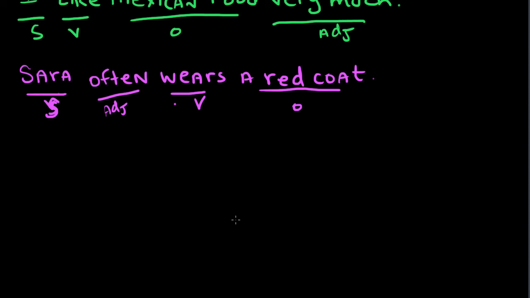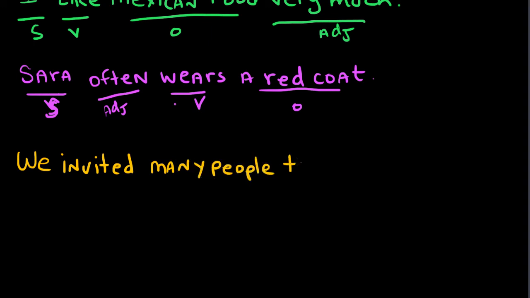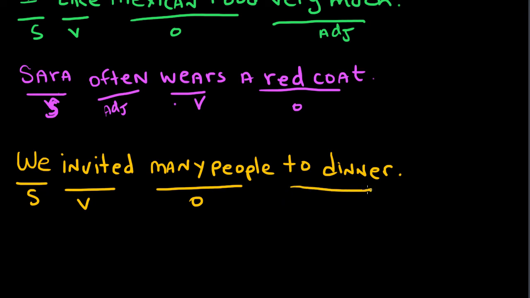Okay, so let's look at one more sentence example of how we use word order in English sentences. We invited many people to dinner. So here we have we is the subject, invited is the verb, and many people is the object, and then to dinner tells us where, and it goes after the object.